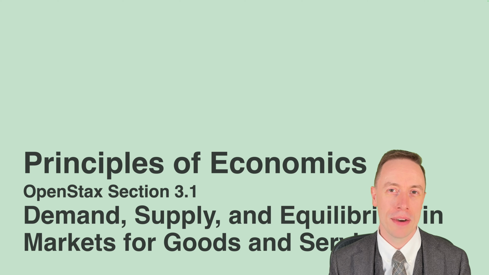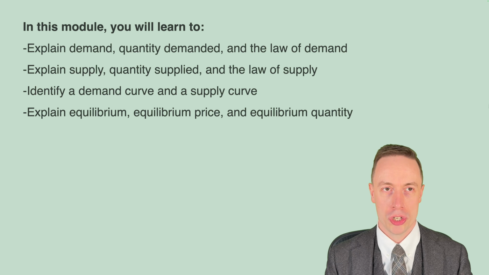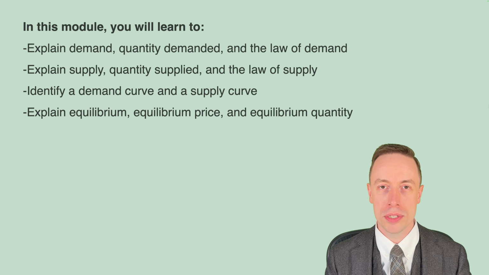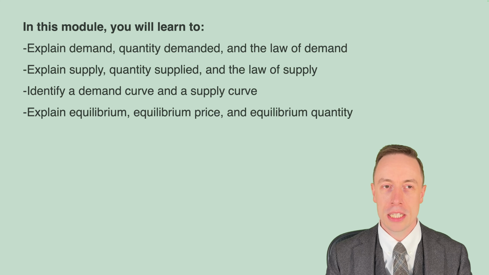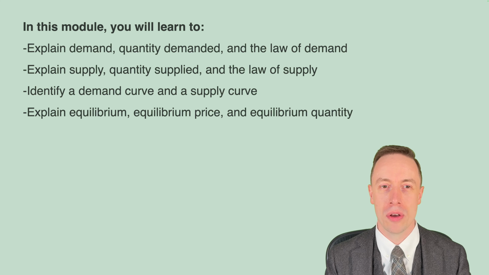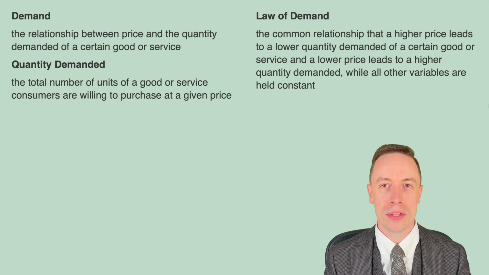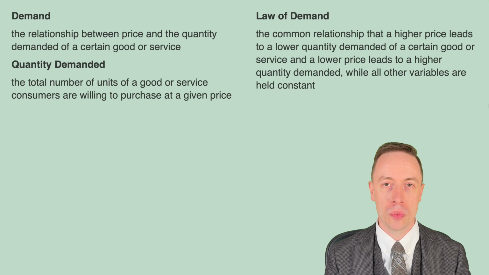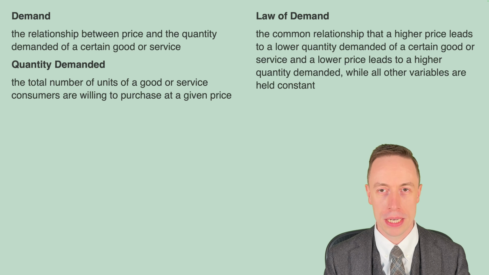And today we're covering section 3.1, Demand, Supply and Equilibrium in Markets for Goods and Services. In this module, you will learn to explain demand, quantity demanded and the law of demand, explain supply, quantity supplied and the law of supply, identify a demand curve and a supply curve, and explain equilibrium, equilibrium price, and equilibrium quantity. Supply and demand is one of the fundamental models we use in microeconomics.